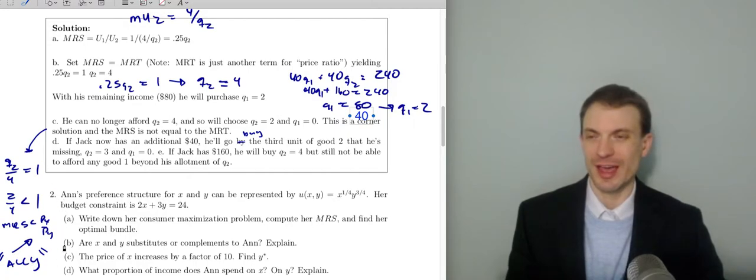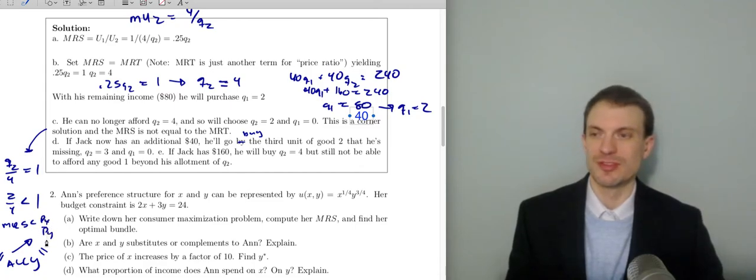The solution is going to be on the vertical axis. This is a corner solution. Jack is going to spend all of his money on good Y. In this case, it's good 2, if you put good 2 on the vertical axis and good 1 on the horizontal axis. And so this is a situation where, though the MRS is not going to be equal to the price ratio, Jack is going to be optimizing by continually buying more of good Y.